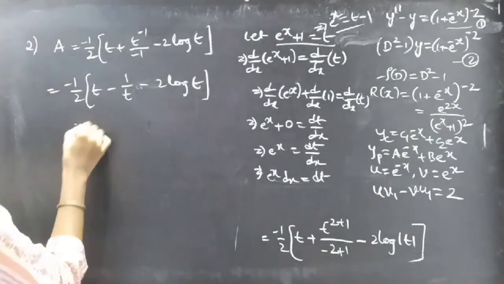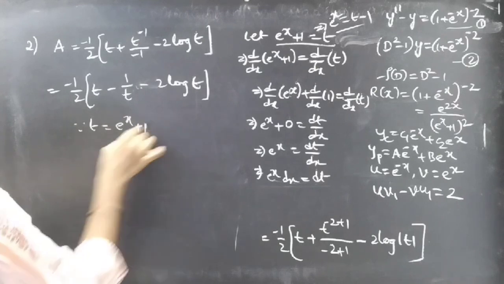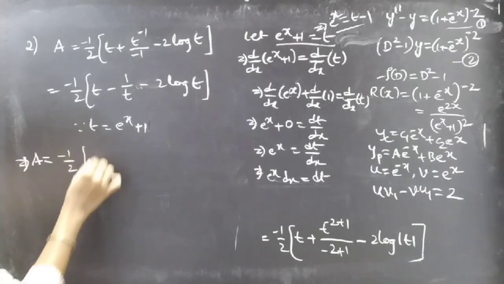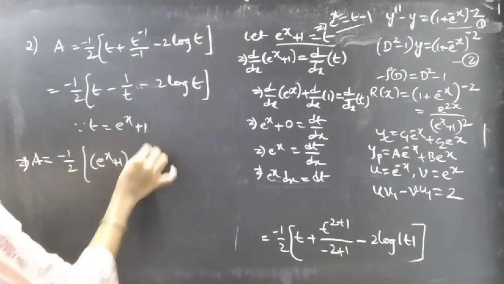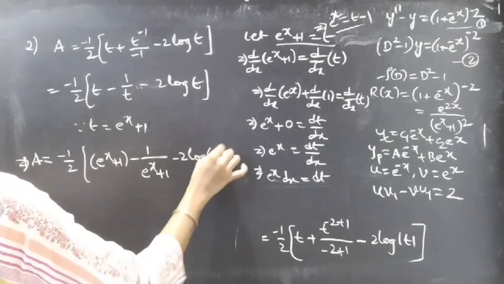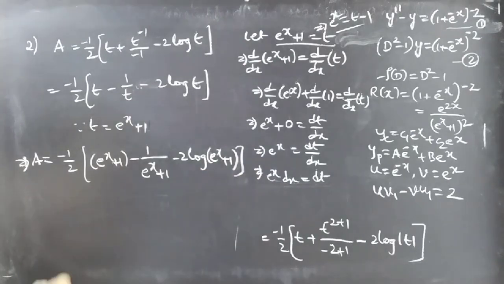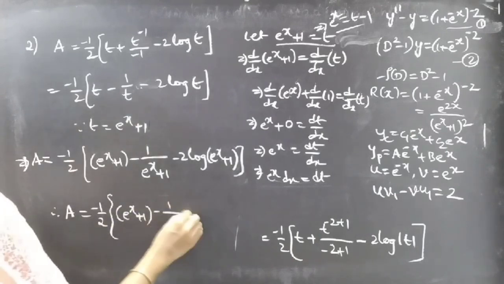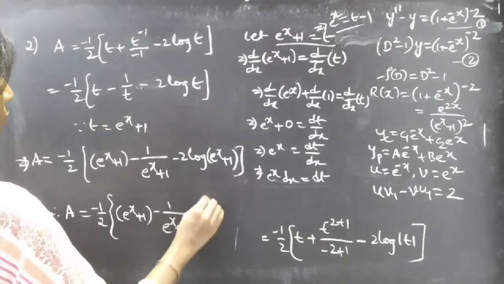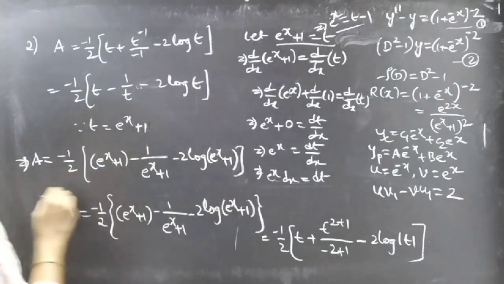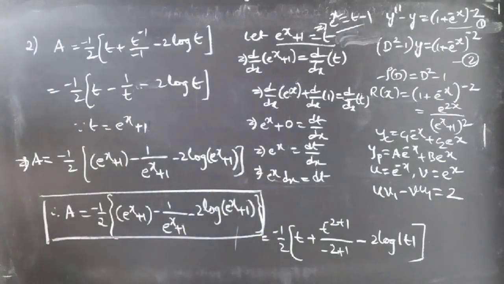Let's now replace t, since t equals e power x plus 1. Then A becomes minus 1 by 2 of e power x plus 1 minus 1 by e power x plus 1 minus 2 log of e power x plus 1, right? Therefore, A equals minus 1 by 2 of e power x plus 1 minus 1 by e power x plus 1 minus 2 log of e power x plus 1, right? We got A. Let's now find B.